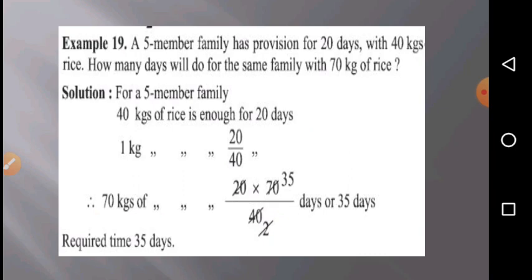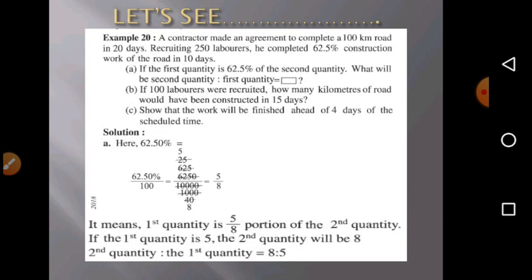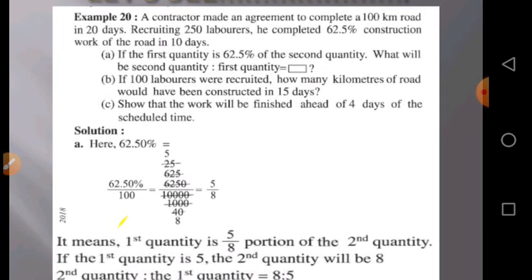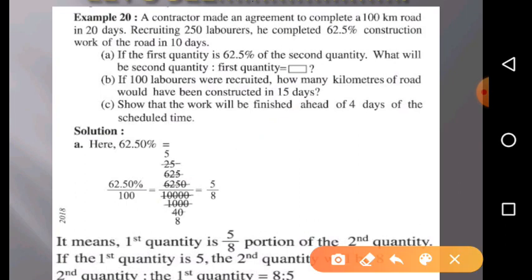So now I am going to another page, and this is a very important math for you. I think it is a CQ question and you should try to understand it carefully. A contractor made an agreement to complete a 100-kilometer road in 20 days. Recruiting 250 laborers, he completed 62.5% construction work of the road in 10 days.